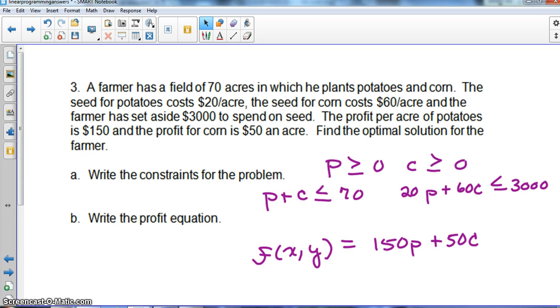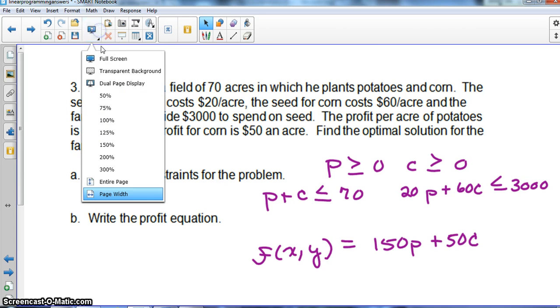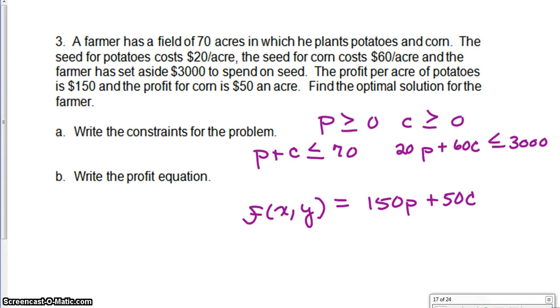And of course, the profit equation is the function at x, y is equal to $150 per acre of potato and $50 per acre of corn. So let's go ahead and look at what we're going to do to continue this.